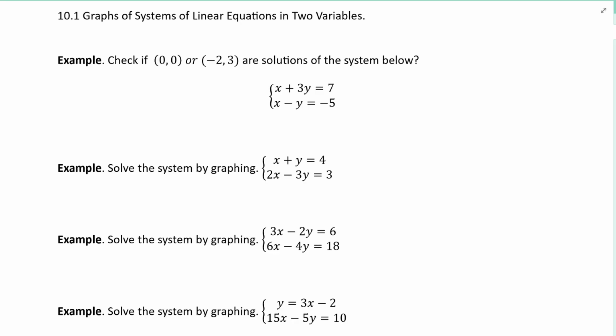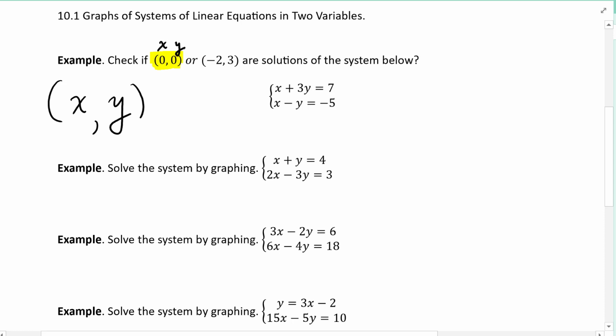In this video, let's talk about graphs of systems of linear equations in two variables. Let's start with the first example, where it says, check if 0, 0 is a solution of the system below: x plus 3y equals 7 and x minus y equals negative 5. On the first position of an ordered pair, it's always x, and on the second it's y. So here it's x and here it's y.